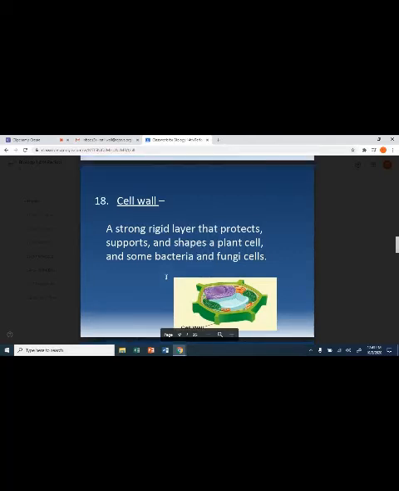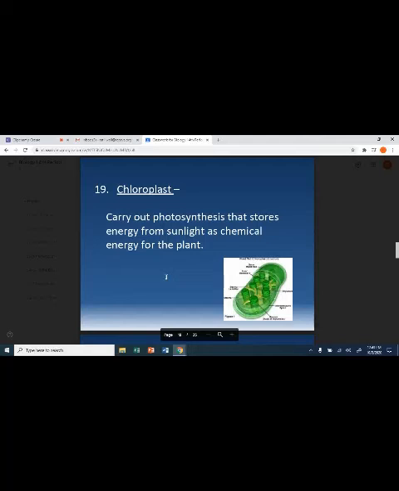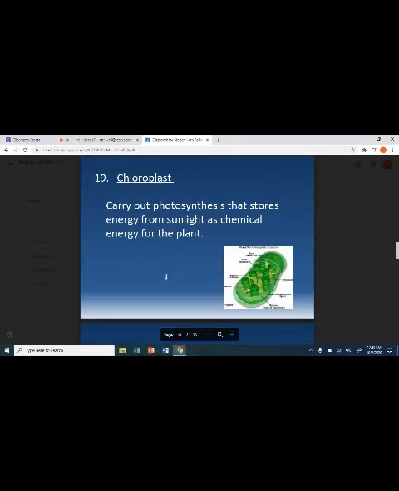A cell wall. Okay, we're going to stick mainly to plants having cell walls, but some bacteria and fungi cells have them. It's a rigid outer layer that protects and supports and helps shape plant cells. Plants also have chloroplasts that help carry out photosynthesis that stores energy from sunlight as chemical energy for the plant to use.